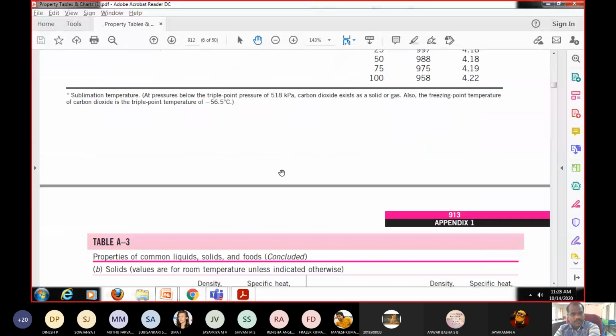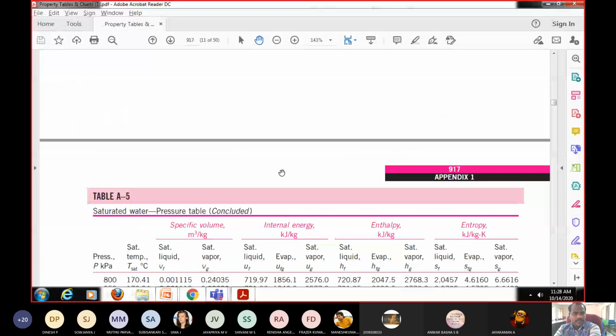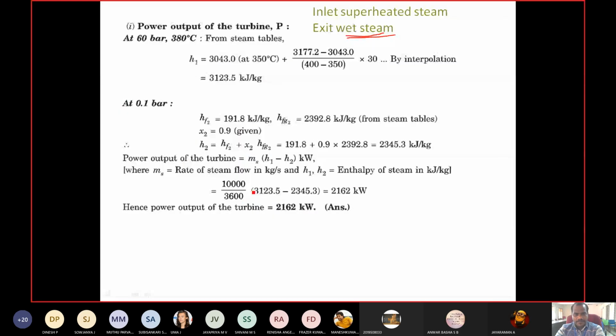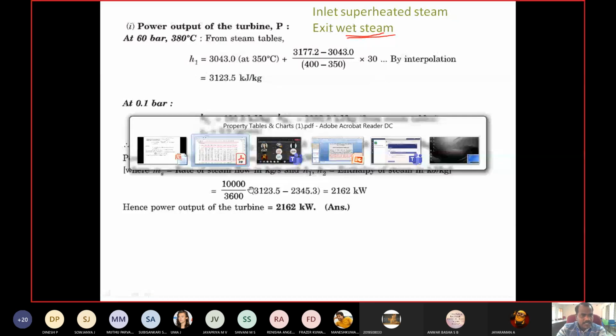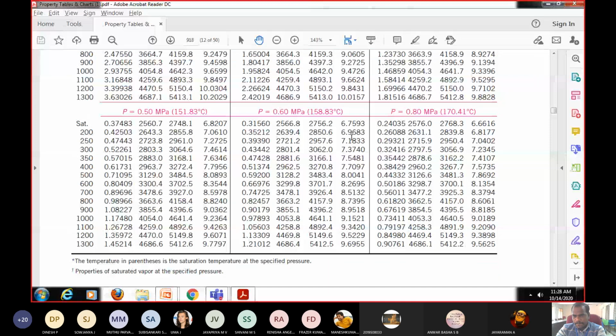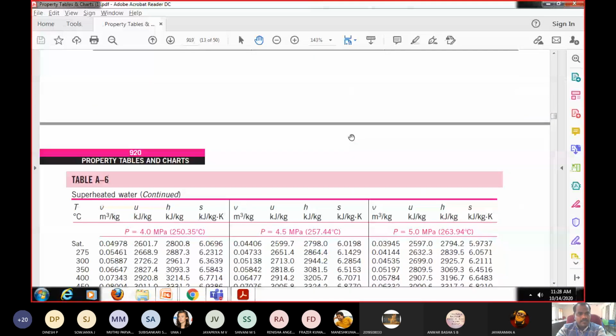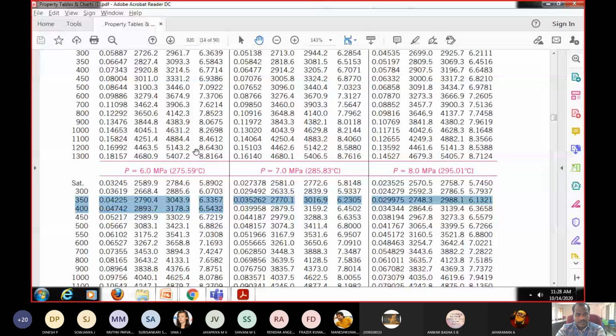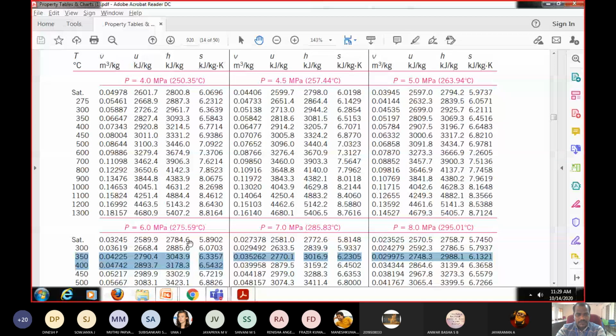Just we have to move to the superheated water vapor table, at pressure 60 bar, that is 6 MPa, and 380 degrees Celsius. Right. So at 6 MPa, we have to get the properties at 380 degrees Celsius. But we have only 350 degrees Celsius and 400 degrees Celsius. Then we have to use linear interpolation. Then we can take the property of H, S, V, U, whatever we want. But here we will only take the H values, the enthalpy values alone. So we can take this H value.